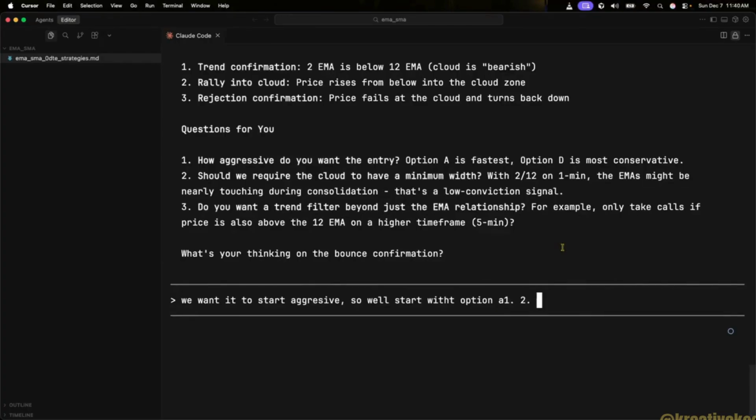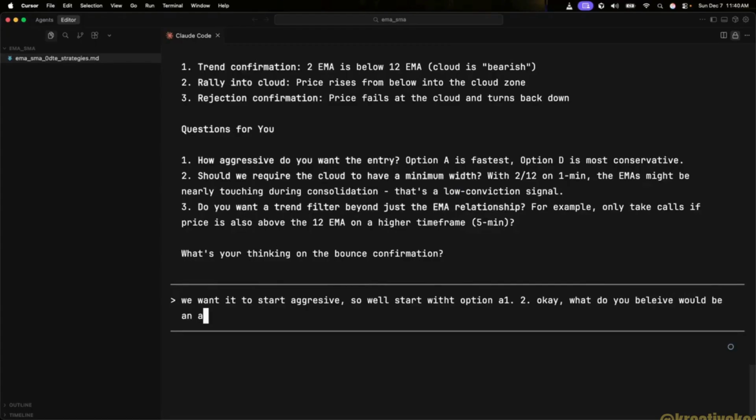Two: should we require the cloud to have a minimum width, like 2 cents on a 1 minute chart? The EMAs might be nearly touching during consolidation. That's low conviction. Okay. What do you believe would be an appropriate aggressive start regarding the minimum width?